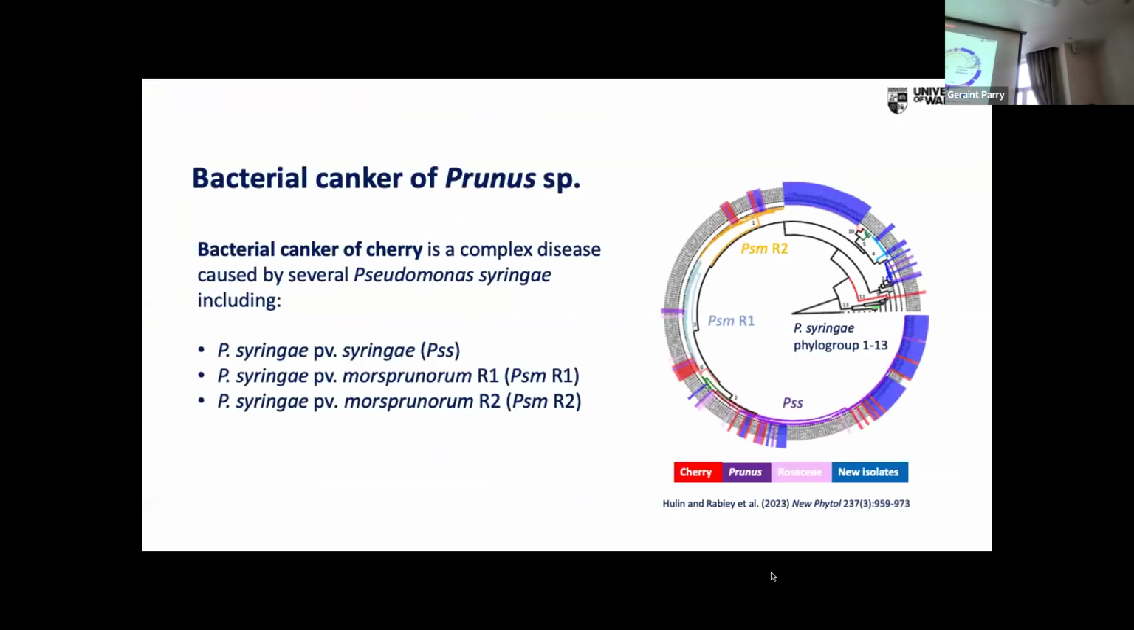So cherry canker is a complex disease. It's caused by Pseudomonas syringae pathovar. So we have pathovar syringae and pathovar morsprunorum, and there are different races. This phylogeny tree is from isolates that we recently collected from cherry orchards around the UK, and we found some new isolates. But what I wanted to show here is that PSS and PSM race 1 and race 2 belong to different phylogroups, and each one has different genetic diversity and different pathogenicity and virulence, and that's why we call this a complex disease.